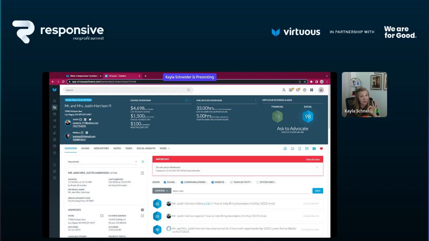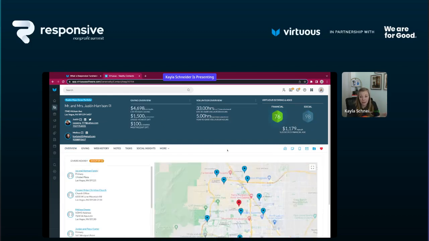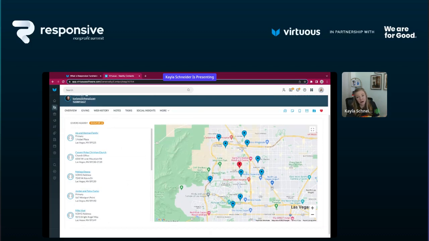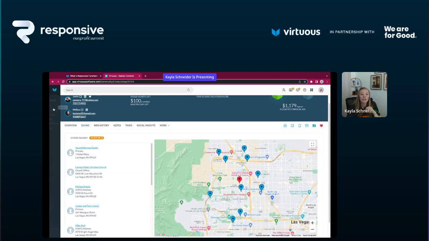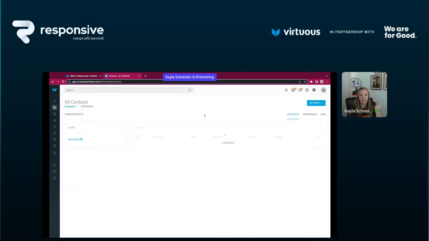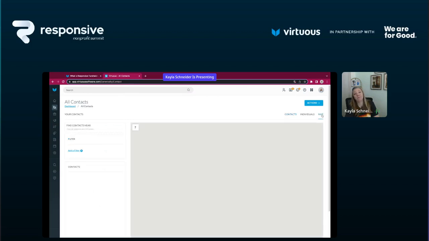I mentioned a piece about that social density or understanding where people are living. We do have some geolocation in app as well. So here I can see where people are in relation to Justin and Melissa. If I'm going out for a coffee visit and I want to maybe make the most of my time, I can see who else is nearby, try to schedule multiple visits at a time. But also just globally, being able to understand where people are at on a map.